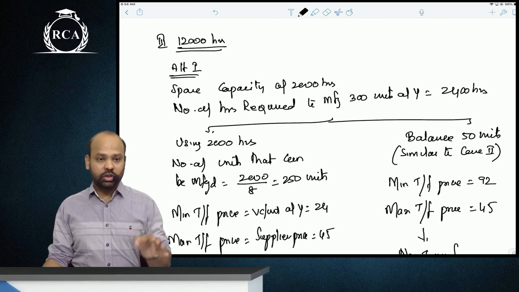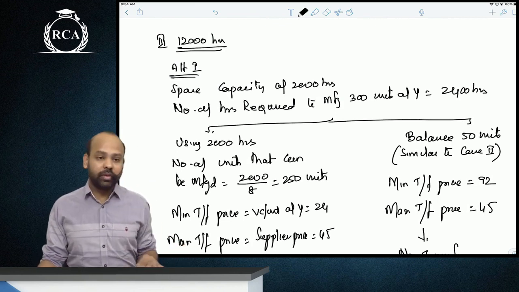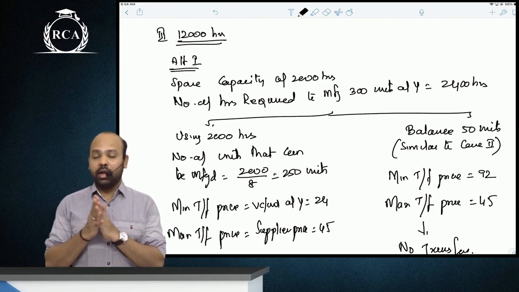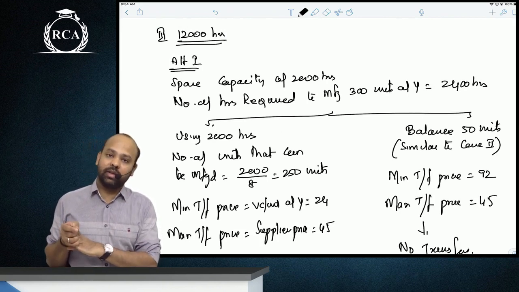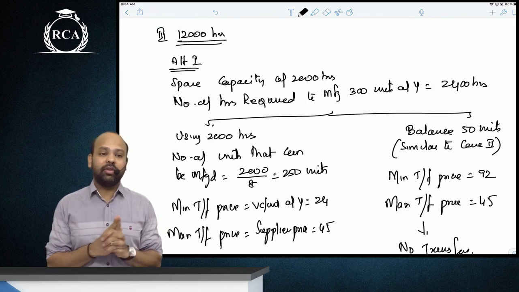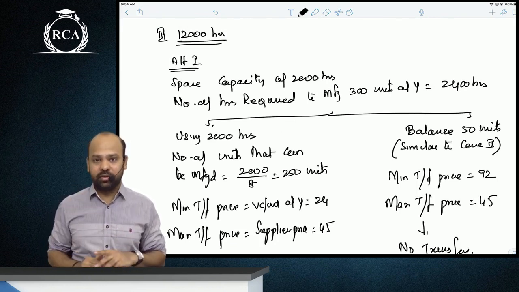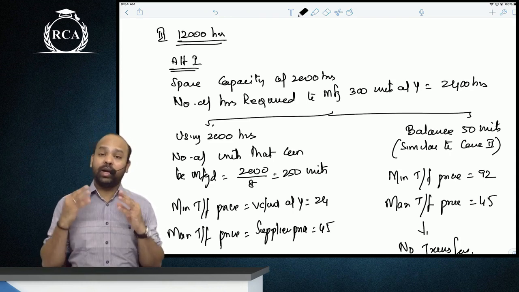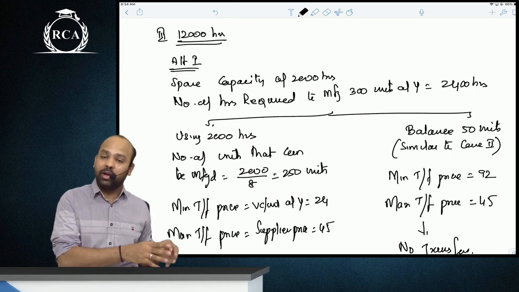This is the most logical answer, guys, because there's no information given in the question. I hope you all understood this. In the third alternative, the total number of labor hours available are 12,000. So yes, we have a spare capacity of 2000 hours. In that spare capacity of 2000 hours, we can manufacture 250 units.